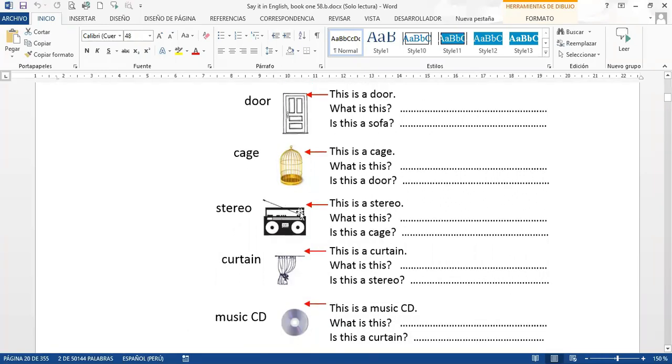This is a stereo. What is this? It's a stereo. Is this a cage? No, it isn't. It's a stereo. This is a curtain. What is this? It's a curtain. Is this a stereo? No, it isn't. It's a curtain.